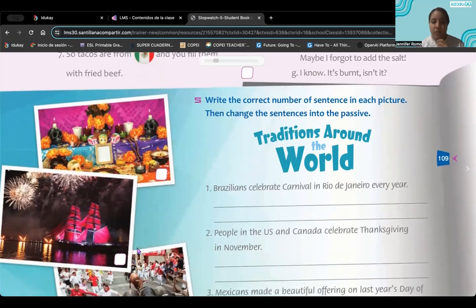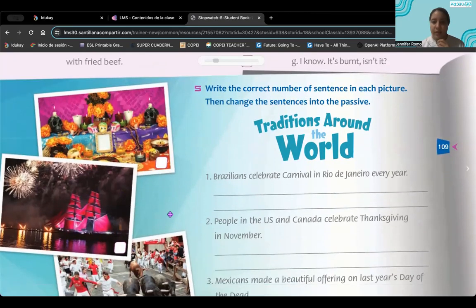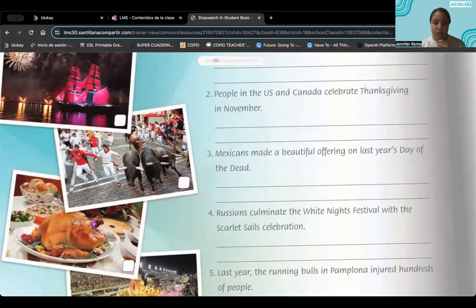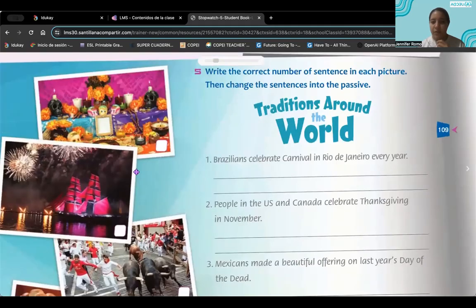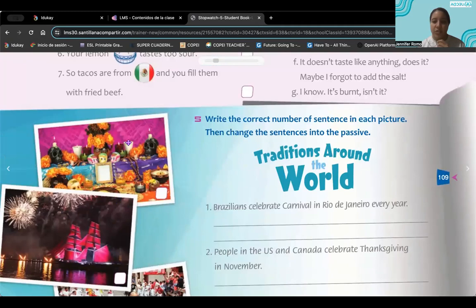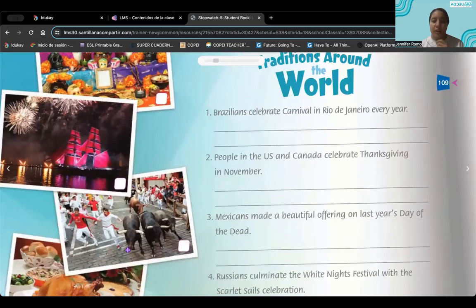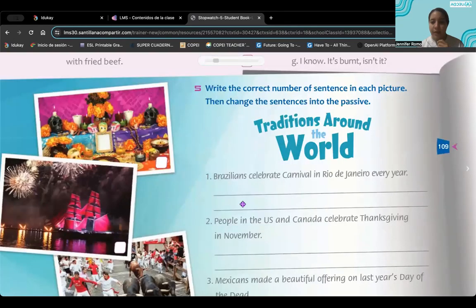El número correcto de cada oración en cada imagen que está aquí. We have these images, 1, 2, 3, 4, 5 images. We have 5 images here of pictures, and then change the sentences into passive voice. Ok, entonces, ¿qué vamos a realizar aquí? Van a poner los números correctos de cada oración en las imágenes y ustedes van a tener que cambiar estas oraciones que están en voz activa, la tienen que pasar a voz pasiva.